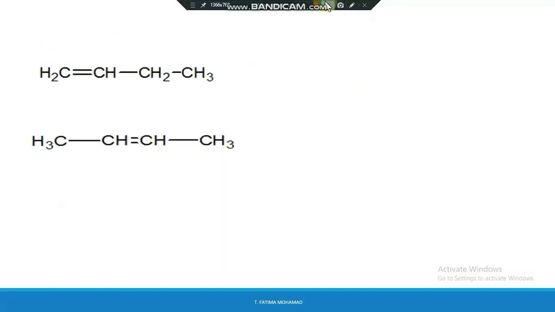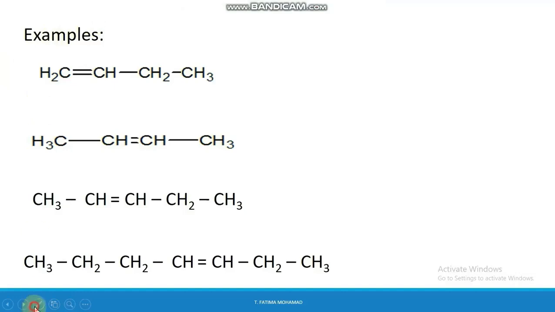Okay, so we have examples to solve. Let's see the first one. The first one, we have 4 carbons. So the double bond is between, let's first number them: 1, 2, 3, 4, and we number them in the opposite direction: 1, 2, 3, 4. If we number from left to right, the double bond is between 1 and 2, and if we number from right to left, the double bond is between 3 and 4. So what do we choose? Between 1 and 2, because we want the least numbers, okay?